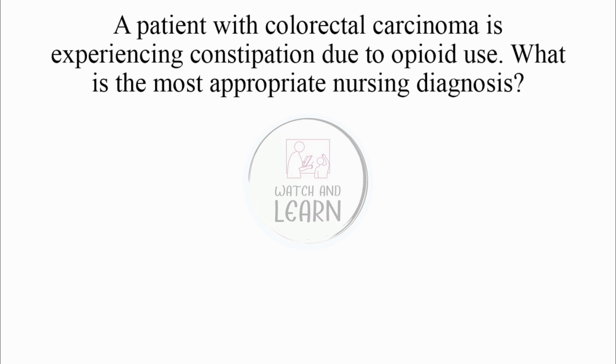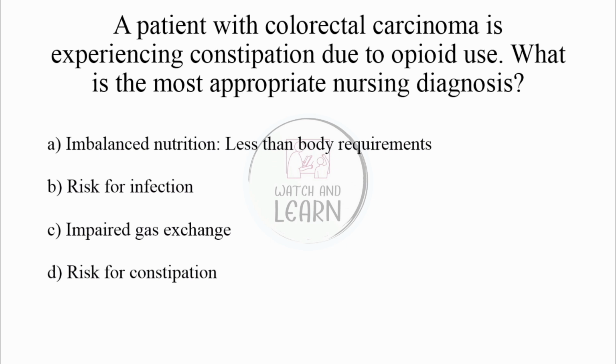A patient with colorectal carcinoma is experiencing constipation due to opioid use. What is the most appropriate nursing diagnosis? Options are option A, imbalanced nutrition, less than body requirements. Option B, risk for infection. Option C, impaired gas exchange. Option D, risk for constipation. The right answer is answer D, risk for constipation.